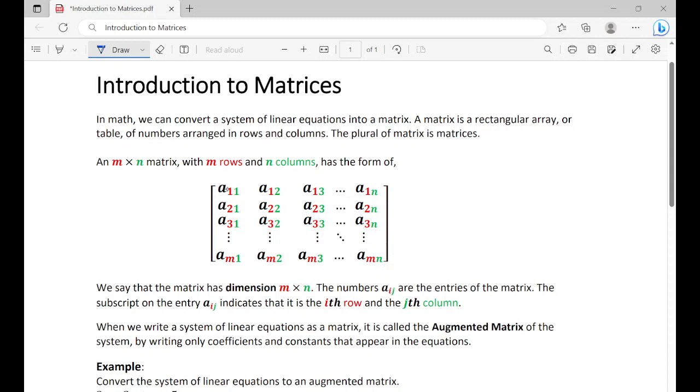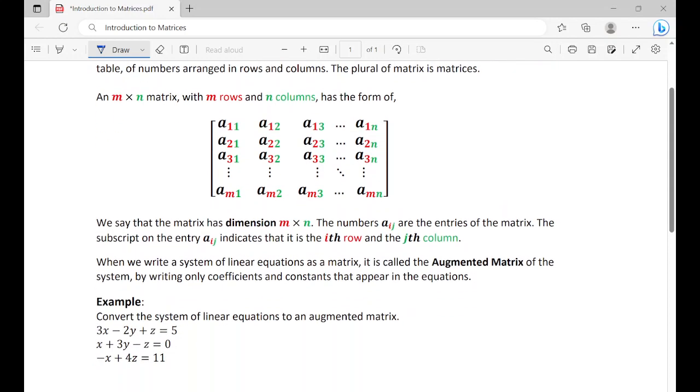Now, if you're confused by the ones and the twos and the reds and the greens, that'll all be explained in just a second. We say that the matrix has dimension m by n. The numbers a sub ij are the entries of the matrix. The subscript on the entry a sub ij indicates that it's in the ith row and the jth column.